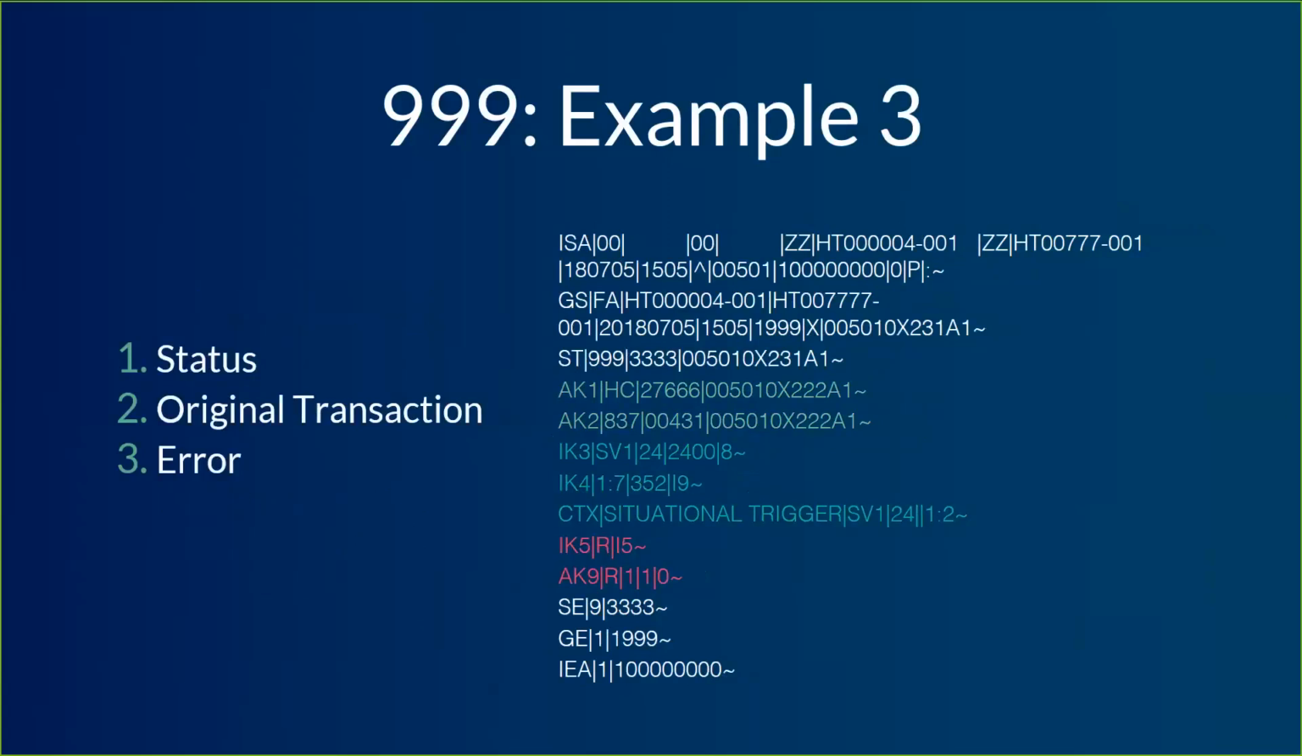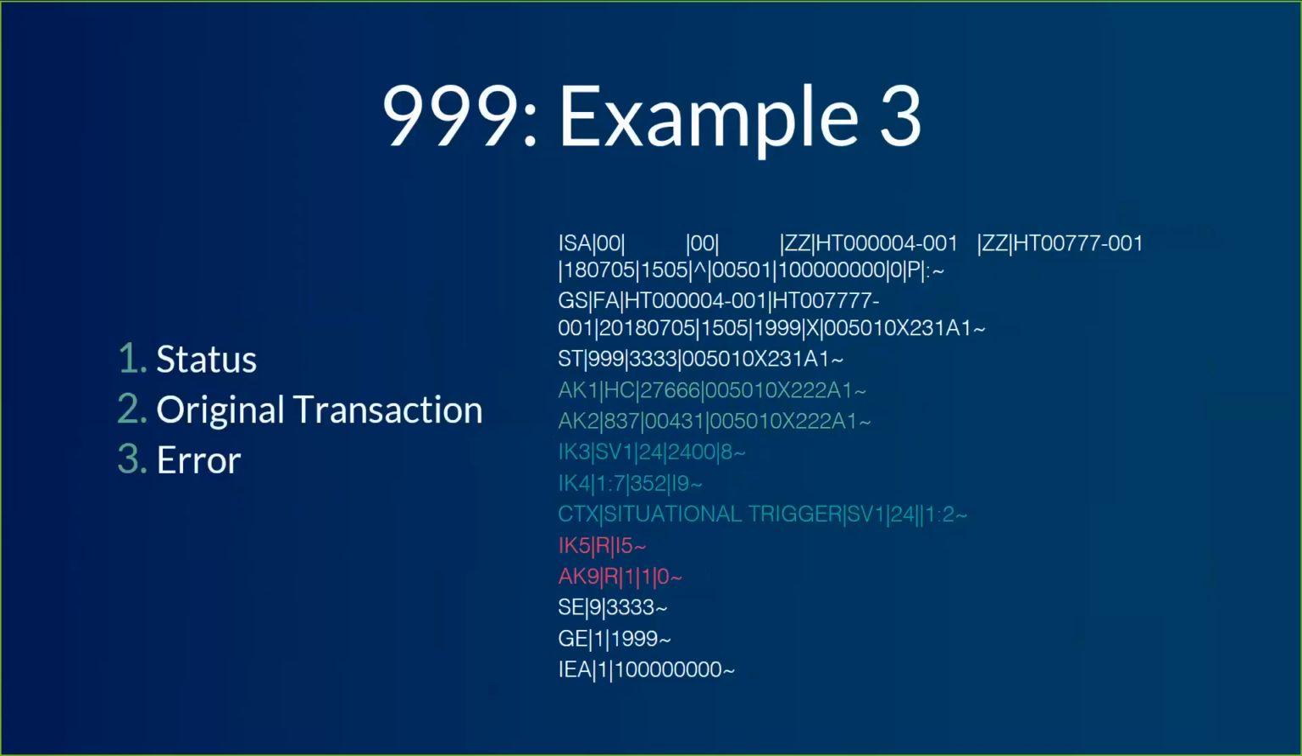So for the status, we've got a rejection in the IK5 and the AK9. Original transaction, we've got an AK1 and an AK2. Although we have a CTX, it is not a CTX with a CLM01, so this would also be a batch level rejection. Now, when it comes to the error information, we've got the IK3, the IK4. The IK4 does not have a fourth position, so we don't get a copy of the bad data element, but we do have a CTX with a situational trigger context.